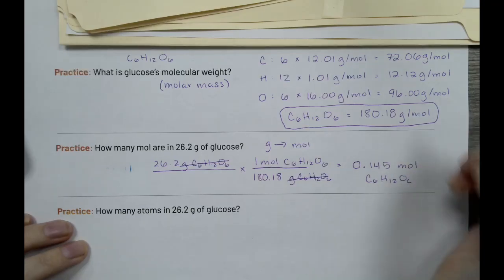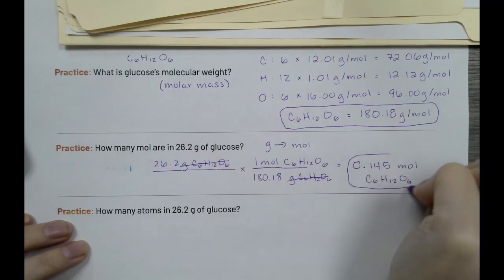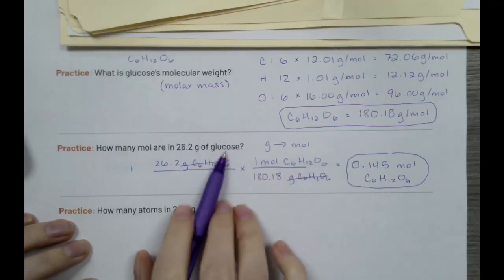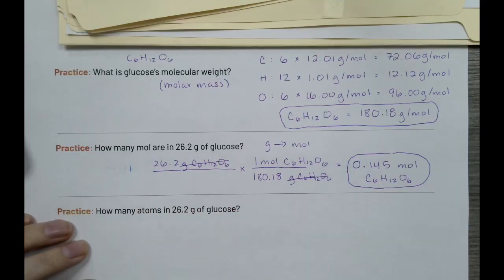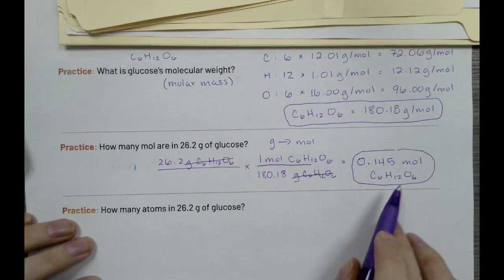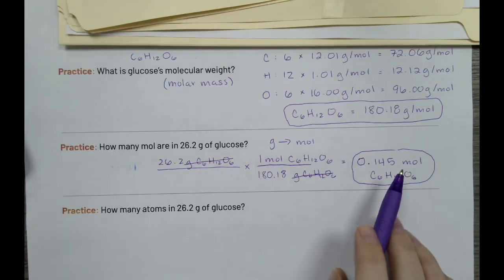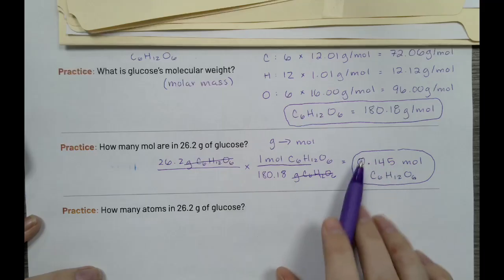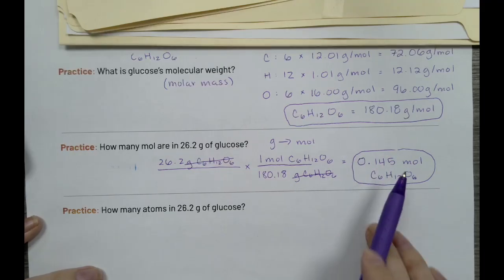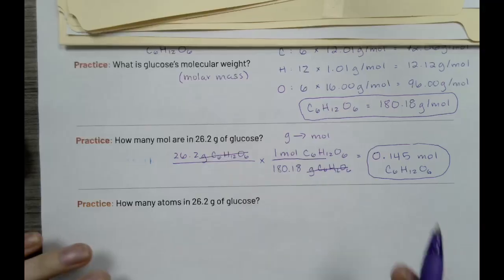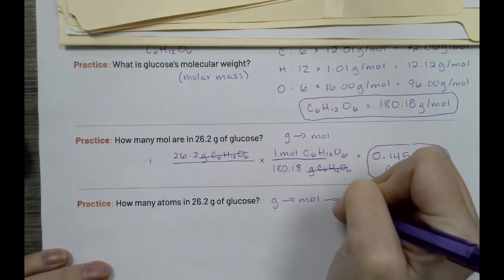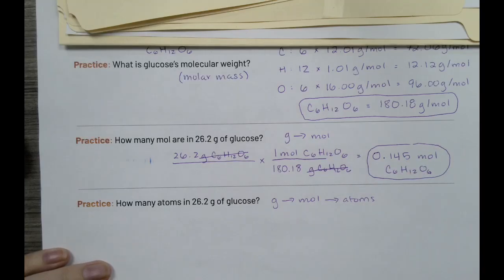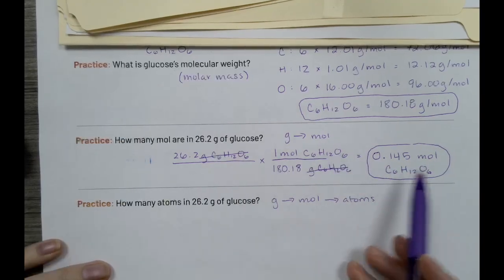C6H12O6 in 26.2 grams. So this is kind of like saying, how many molecules of glucose are there in this weight of glucose? And the answer is 0.145 moles. Okay. Remember, a mole is like a dozen or a pair. All right, it's a number. So not quite a full mole here. Our next question is, how many atoms are there? Okay, well, in this case, we're going to have to go grams to moles to atoms. Now we already went grams to moles, so we can actually just start with this number right here.